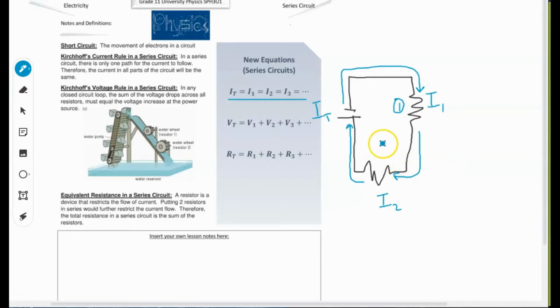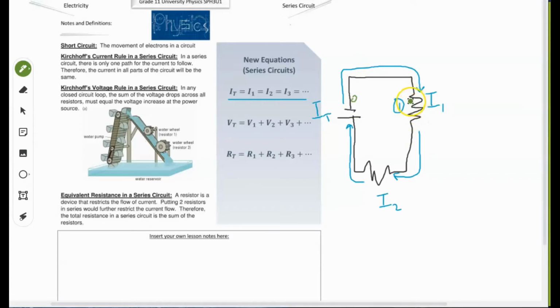Okay, well let's follow one single electron then. If we follow one single electron, let's make this green. We follow one single electron. It gets a certain amount of energy at the battery. Let's say 9 volts, for example. So if it gets 9 volts at the battery, it comes and it has to go through the first resistor.